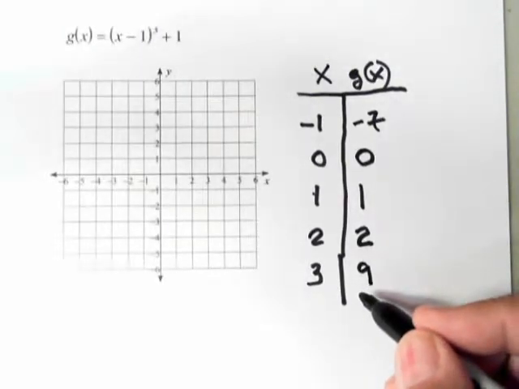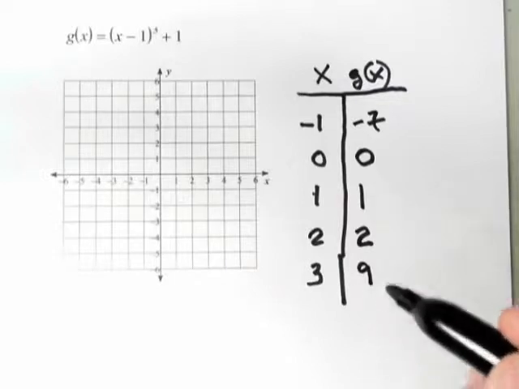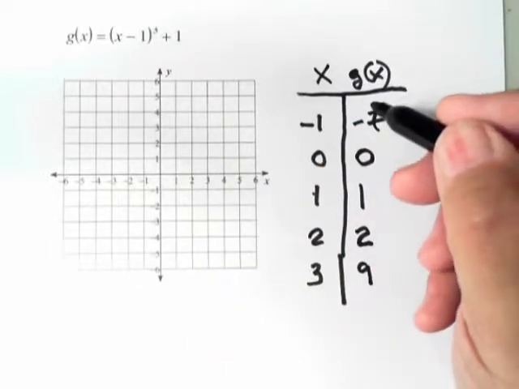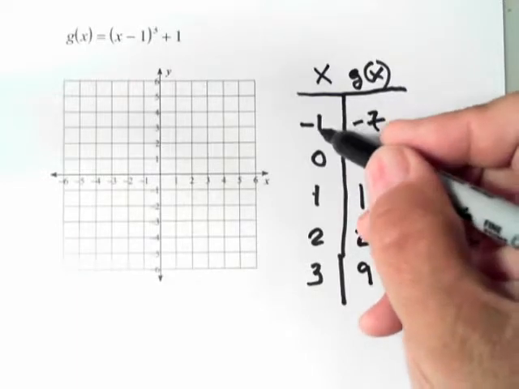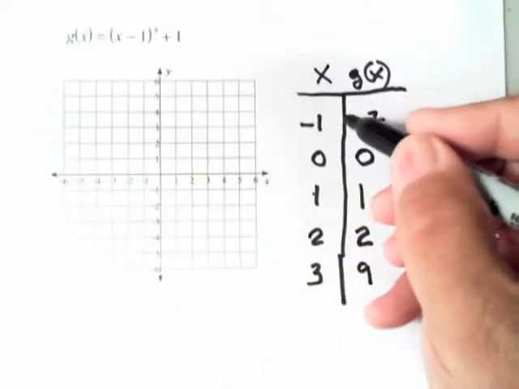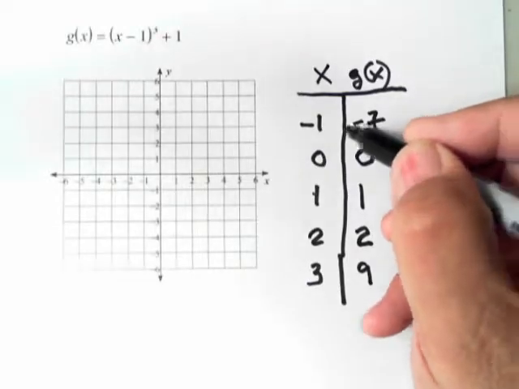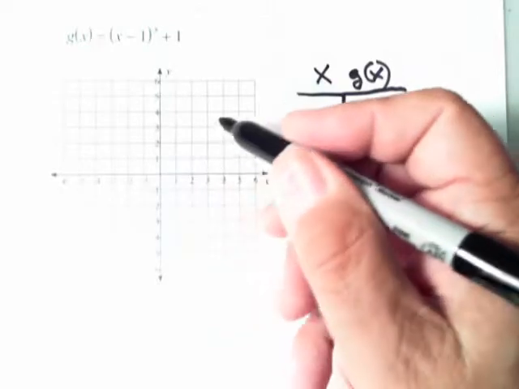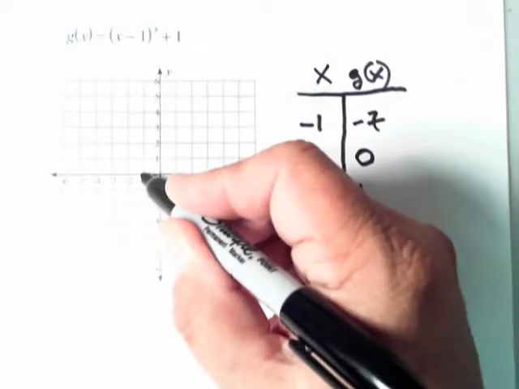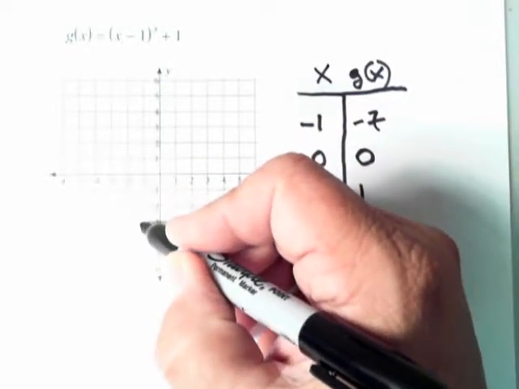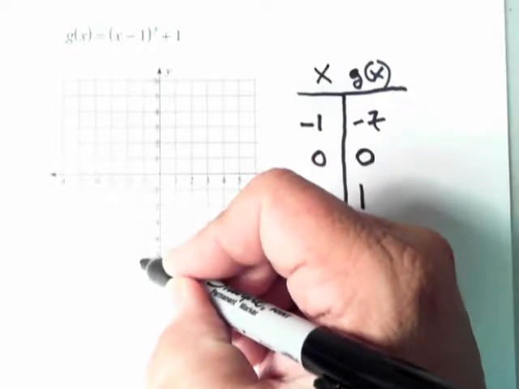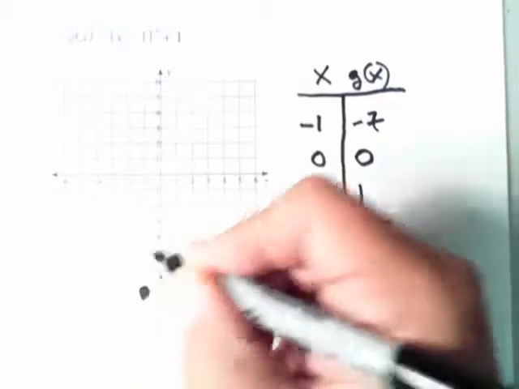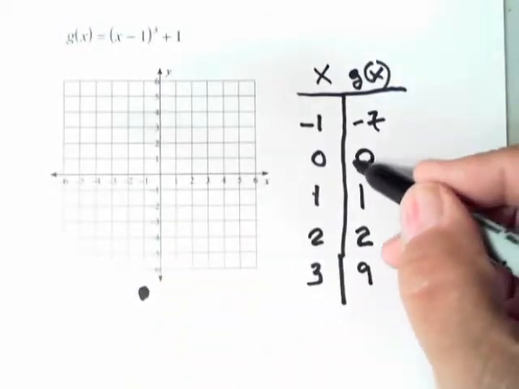Okay, let's plot these guys up and see what happens. Some of these points are going to be off the edge of the graph. We'll have to extend it a little bit. So x equals negative 1 and g of x equals negative 7. Well, this goes down to negative, let's see here, negative 1, negative 2, negative 3, negative 4, negative 5, negative 6. I'll say negative 7 is about there. Extend the graph a little bit.